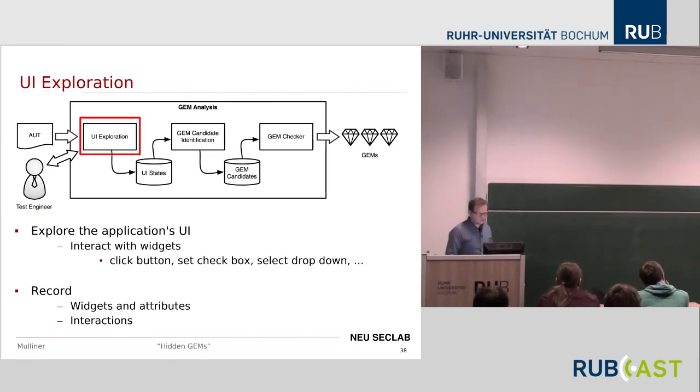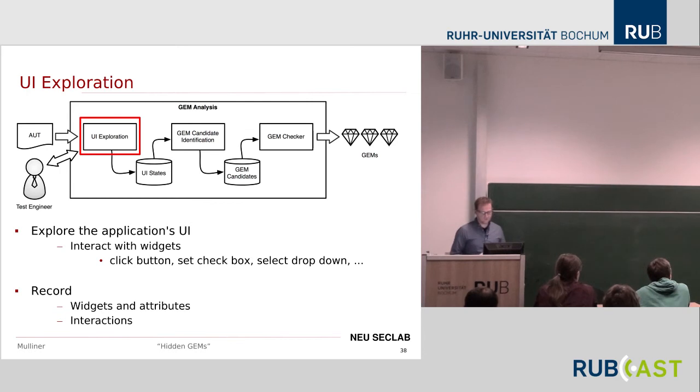For the UI exploration, basically our application goes and interacts with all widgets on a screen. It remembers which widgets it interacted with. If there's a new window opening, for example, it will do the same, and will go recursive through the whole application until it determines, okay, I cannot do anything anymore. It would click buttons, set checkboxes, select drop-downs, and so on. And while doing that, we record all the attributes of all the widgets, and especially also how we came to a widget.